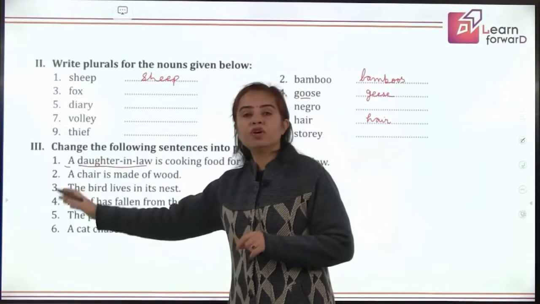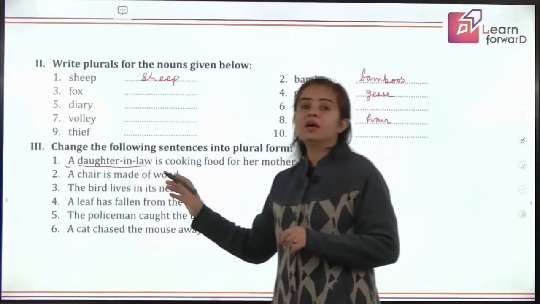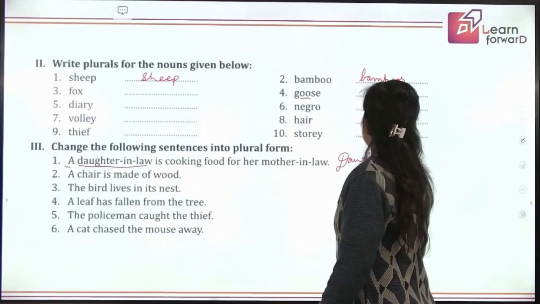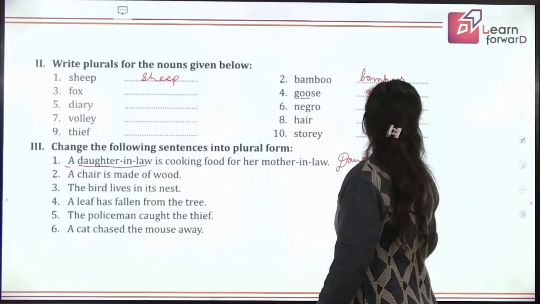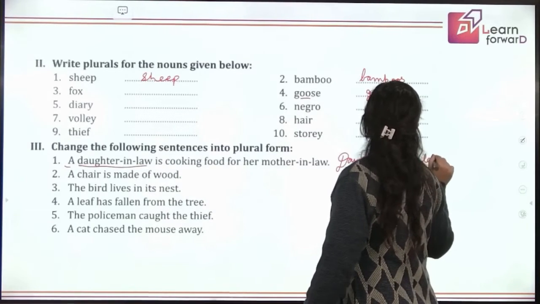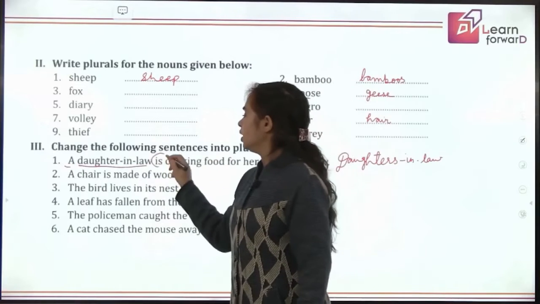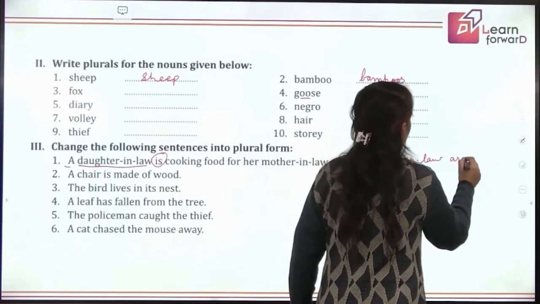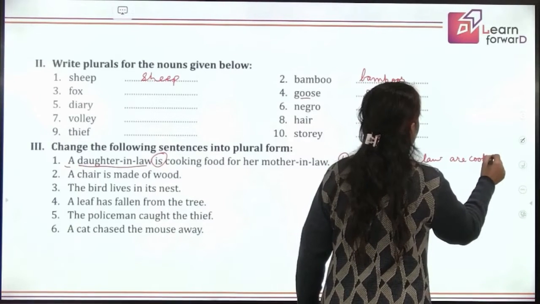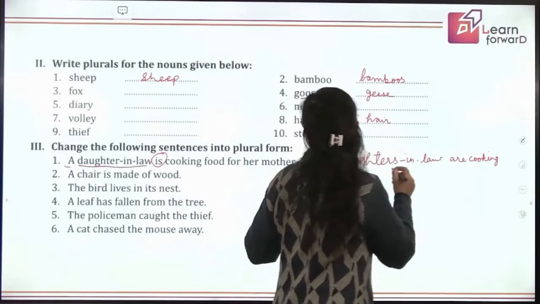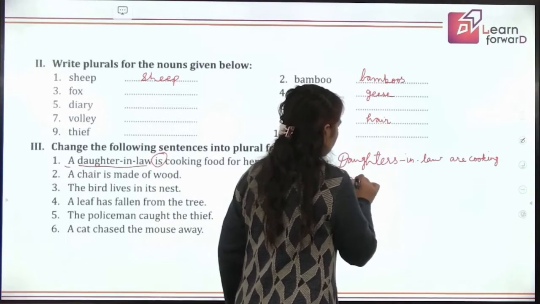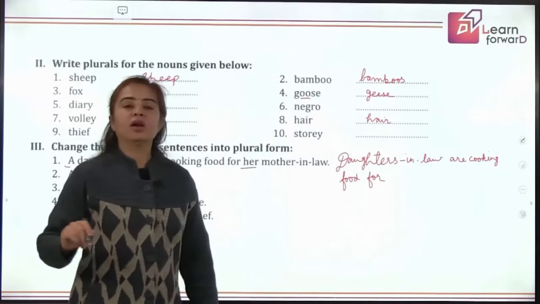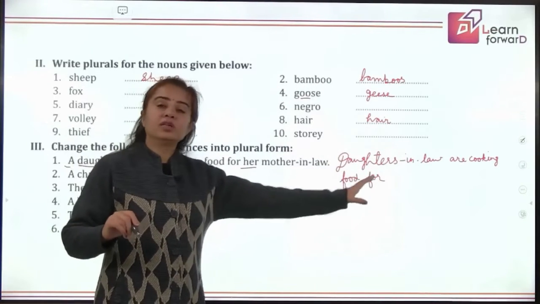So I will remove a from here. Daughter-in-law becomes daughters-in-law. So you will just say daughters-in-law. Now with singular you were using is. What will you use with plural? Good. Are cooking. Daughters-in-law are cooking food for. Now one daughter-in-law is cooking for her. What about many daughters-in-law in plural?